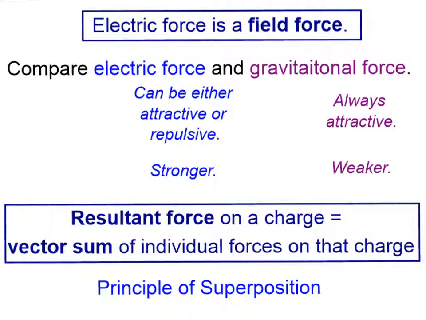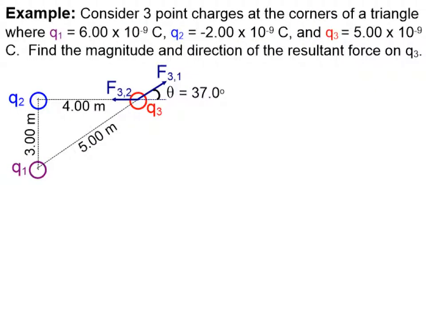That's the principle of superposition, and probably the easiest way to do that is to just do an example together. Let's say we have 3 point charges at the corners of a triangle. We have charge 1 with this much charge, charge 2 with this much, charge 3 with this much, and we need to find the magnitude and the direction of the resultant force on that third charge.